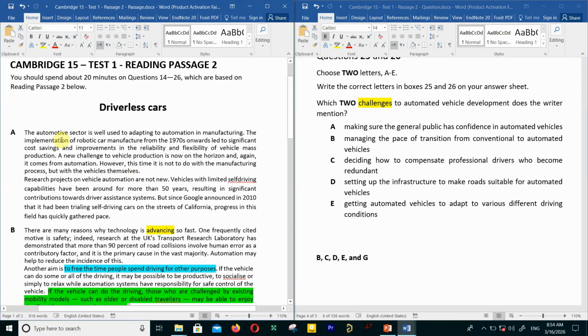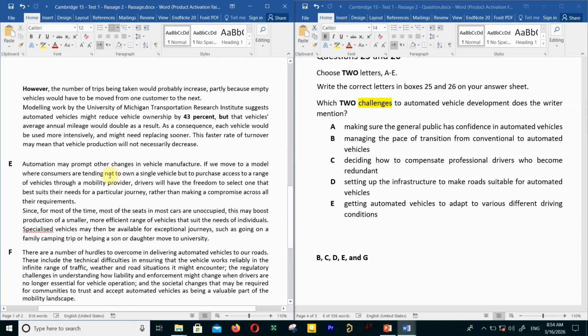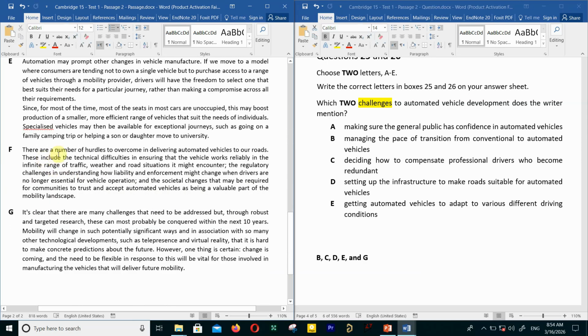A is just the beginning. The automotive sector is very used to adapting to automation in manufacturing, the implementation of robotics, and so on. But how about F? F says there are a number of hurdles to overcome in delivering automated vehicles to our roads. Ta-da! This is where you can find the challenges to automated vehicles. Okay, now this is the part of the passage that you could find the two answers for this question type.